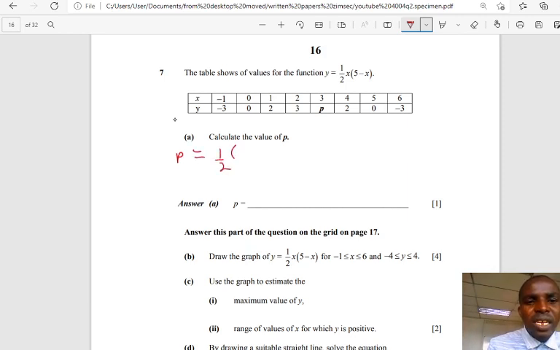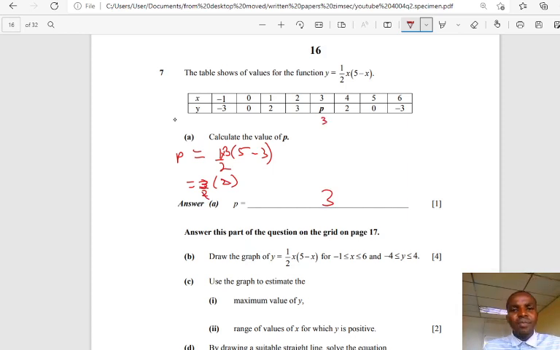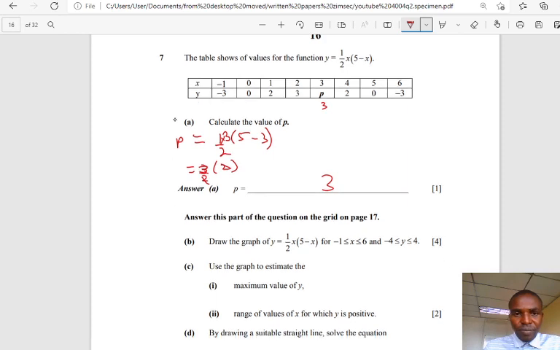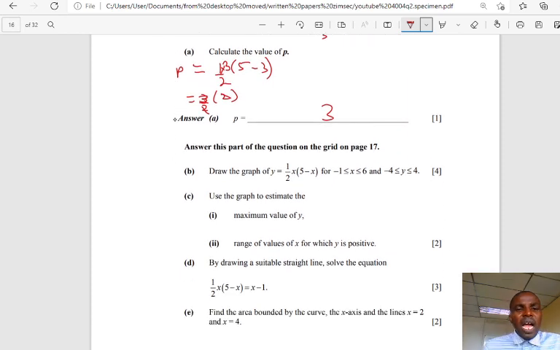Where there is x, you put 3 here. Then you put 5 minus 3. So this is the same as 3 over 2, and 5 minus 3 is 2. Then 2 and 2 cancel out, so we get p equals 3. So this one is 3. Done.